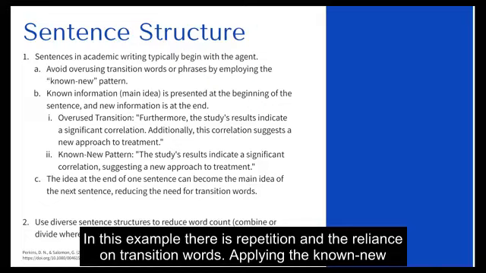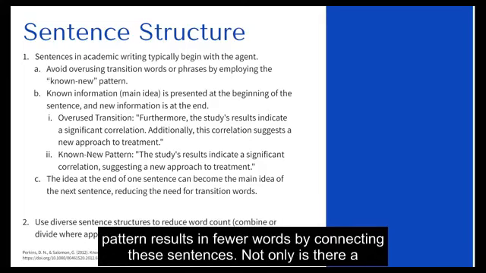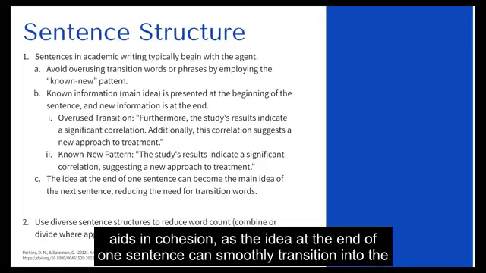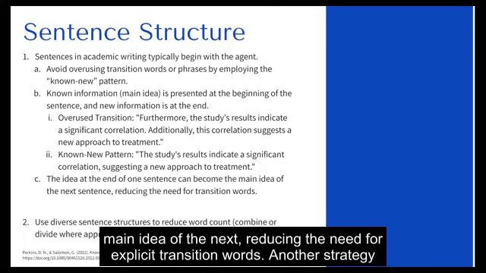In this example, there is repetition and the reliance on transition words. Applying the known-new pattern results in fewer words by connecting these sentences. Not only is there a reduction in word count, but the sentence also flows more naturally. This pattern also aids in cohesion, as the idea at the end of one sentence can smoothly transition into the main idea of the next, reducing the need for explicit transition words.